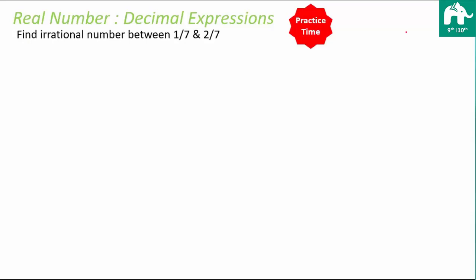Moving ahead to the next question. Find irrational numbers between 1 by 7 and 2 by 7. Even before I try to find that, first of all, I will convert these two numbers into their decimal expressions. And how will we do that? Simple, by division method. So 1 by 7 can be written as 0.142857 bar, because this entire string of digits keeps repeating, right?